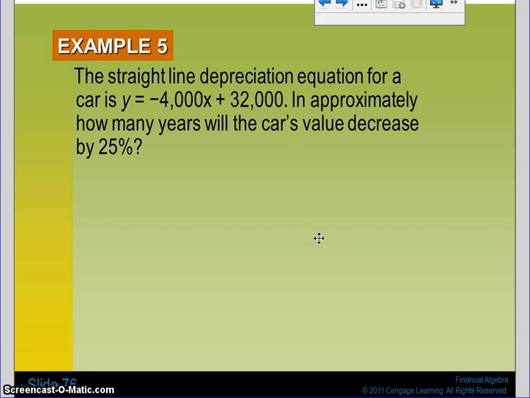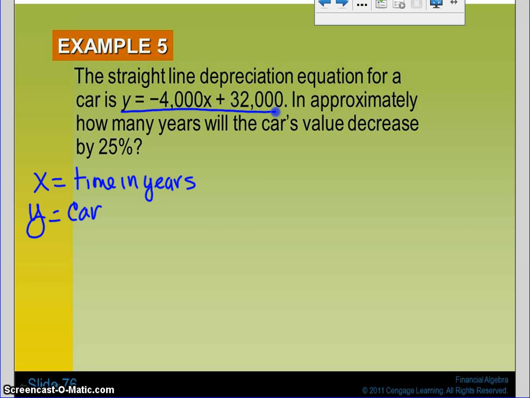All right, example 5. It says here the straight line depreciation equation for a car is y equals negative 4,000x plus 32,000. So all of that practice we were doing in 1 through 4, it's now giving us the equation. And it's asking us, in approximately how many years will the car's value decrease by 25%? So remember, x is time in years, and y is the car's value.